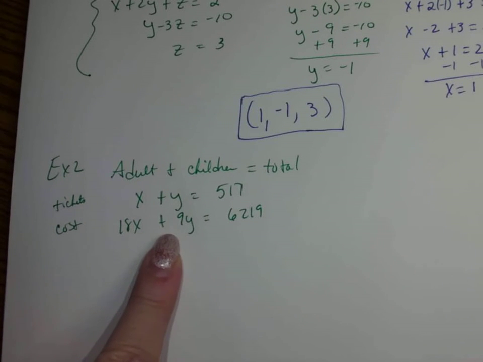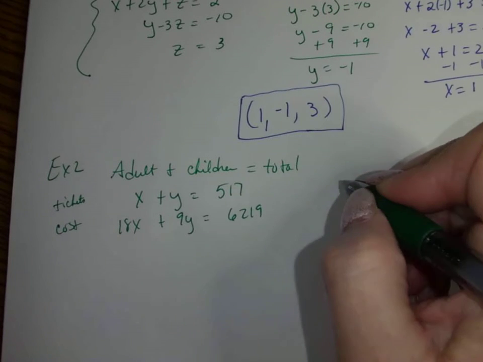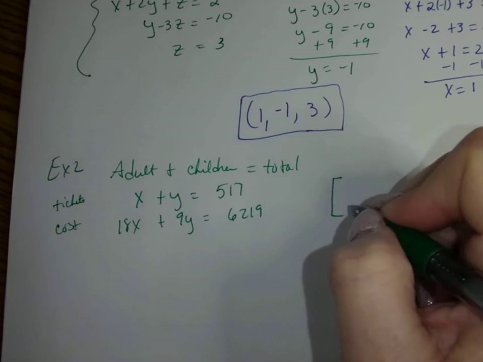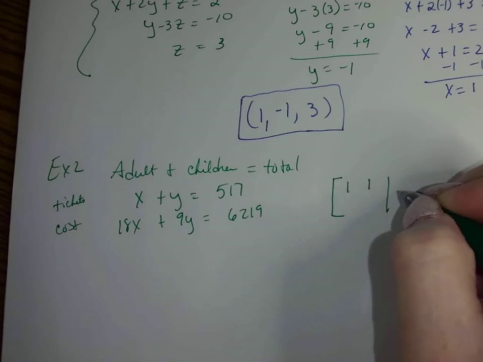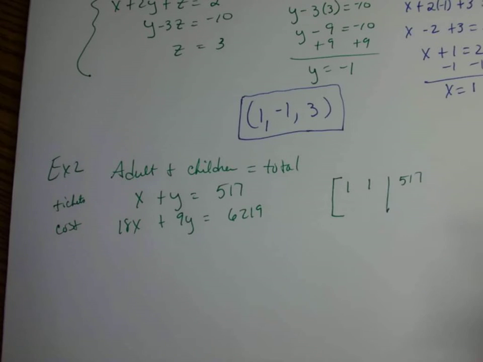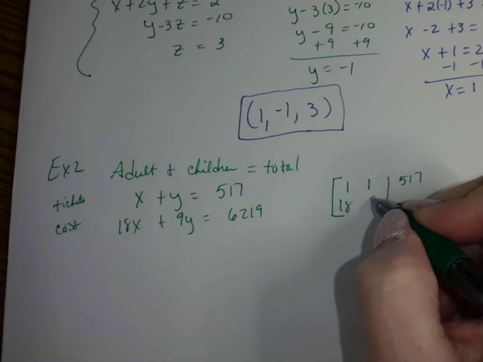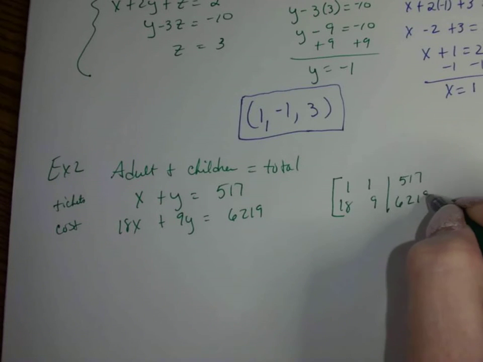So now what we want to do is take the system and write it as a matrix. So our matrix will be 1, 1, 517, and 18, 9, and 6,219.